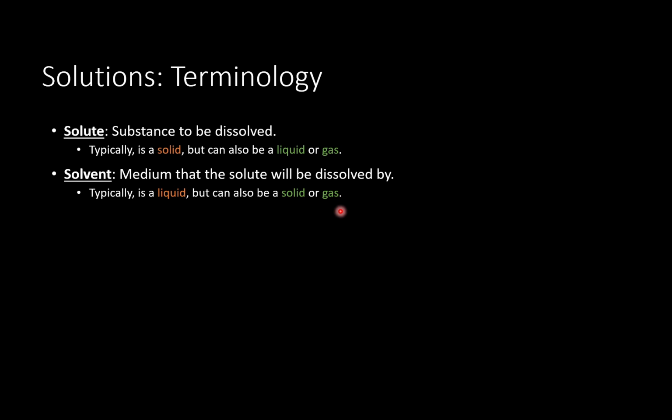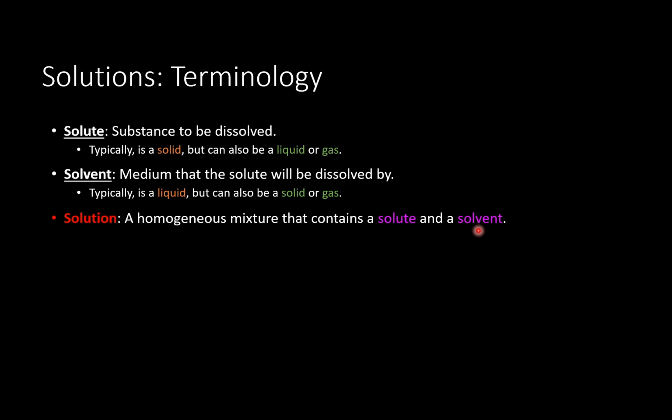With that, we can define what a solution is. A solution is defined as a homogeneous mixture that contains a solute and a solvent. Some of you may be wondering, what do I mean by a homogeneous mixture? Well, a homogeneous mixture is a substance whose composition is uniform throughout the mixture. In other words, the mixture is composed of the same materials throughout.